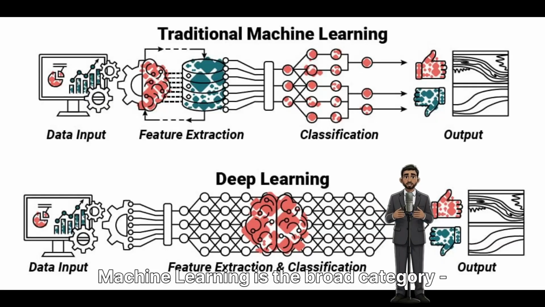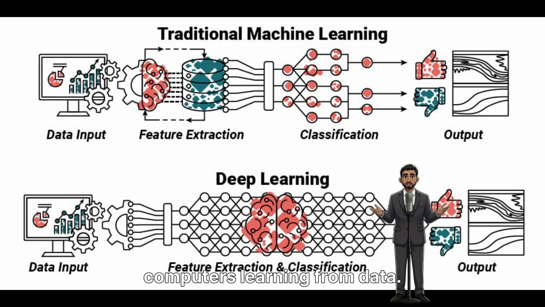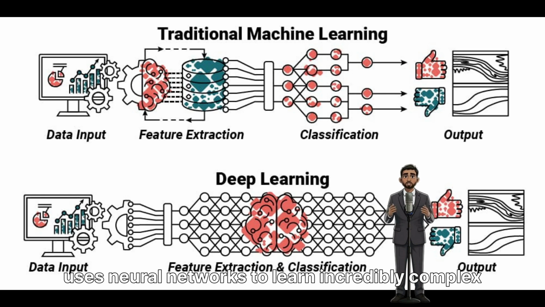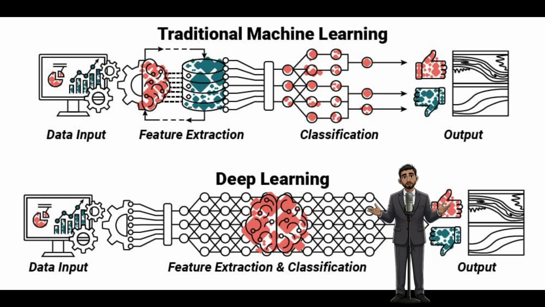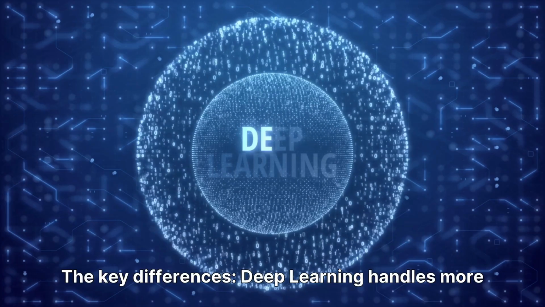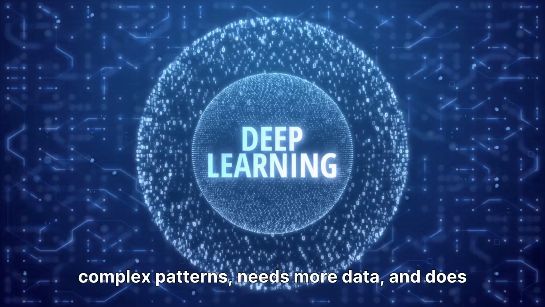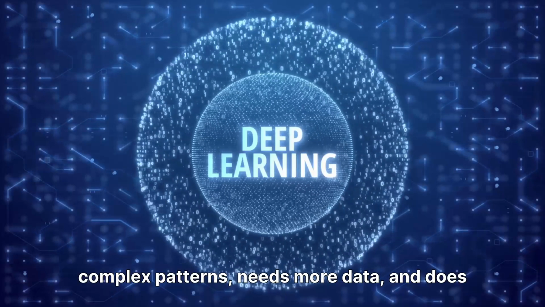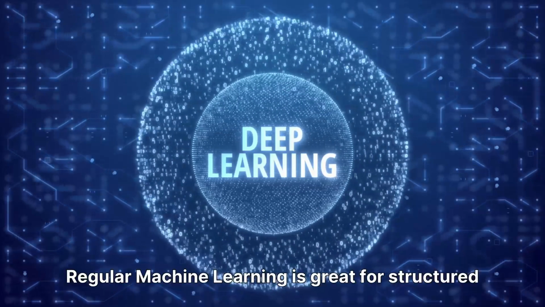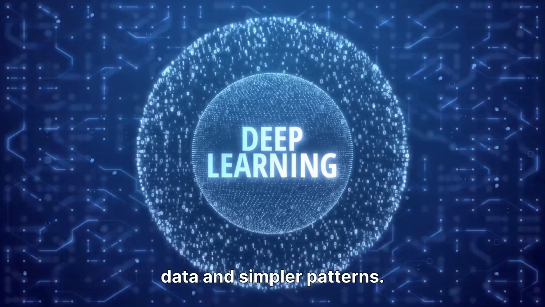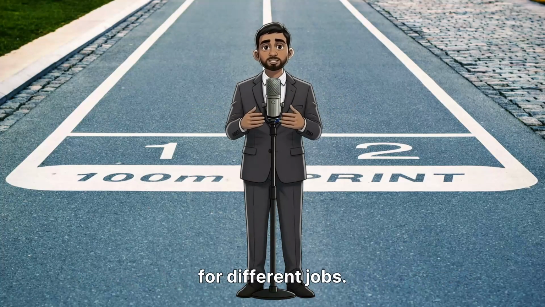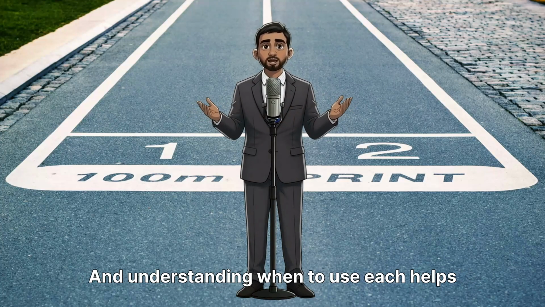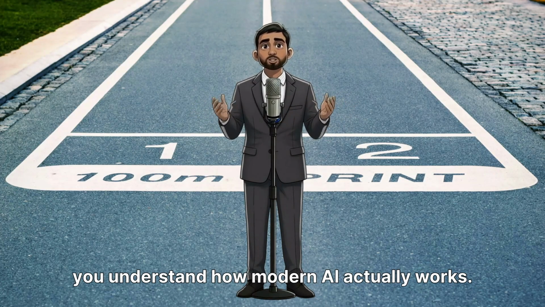So there you have it. Machine learning is the broad category. Computers learning from data. Deep learning is a powerful subset that uses neural networks to learn incredibly complex patterns, especially in unstructured data like images, audio, and text. The key difference is, deep learning handles more complex patterns, needs more data, and does its own feature engineering. Regular machine learning is great for structured data and simpler patterns. They're not competitors, they're different tools for different jobs. And understanding when to use each helps you understand how modern AI actually works.